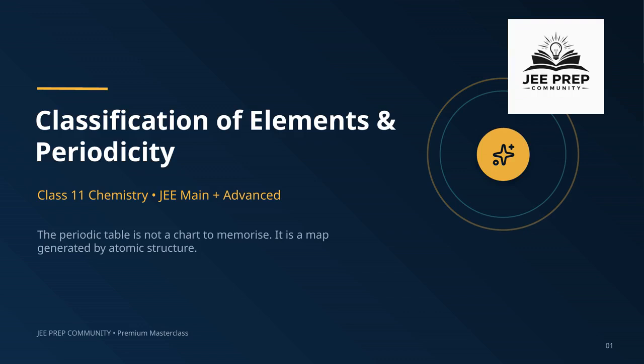Electronic configuration leads to nuclear charge. Nuclear charge and shielding determine effective nuclear charge. Effective nuclear charge determines size and electron attraction, and those quantities determine ionization enthalpy, electron gain enthalpy, electronegativity, metallic character, and chemical behavior. If you can follow this chain, you can derive the answer to an unfamiliar JEE question instead of depending on a memorized rule.